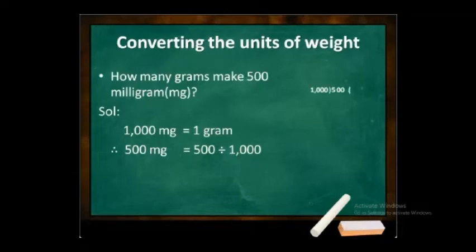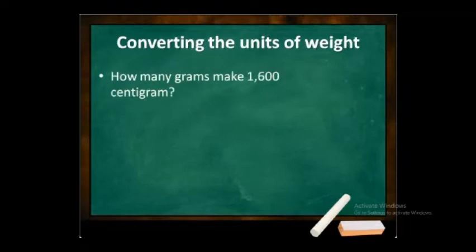So 500 divided by 1000. Now there are 4 digits in 1000 and 3 digits in 500, so it is a smaller number. 500 is smaller than 1000. So what you will do is put a point and add a 0. So 1000 5s are 5000. When you subtract it, you will get 0. So what is the answer you got? You got 0.5 grams.